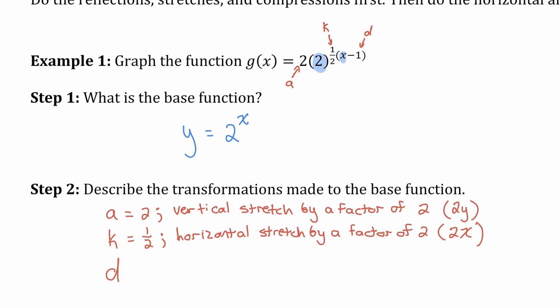Lastly, the d value, remember, is what we are subtracting from x. Since we're subtracting 1 in the exponent, my d value is +1. That means that I'm going to shift the function right 1 unit. To do that, I would take each x value and add 1.